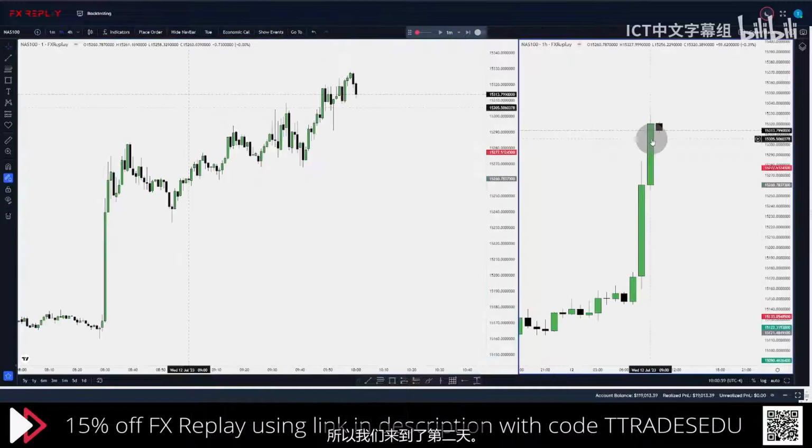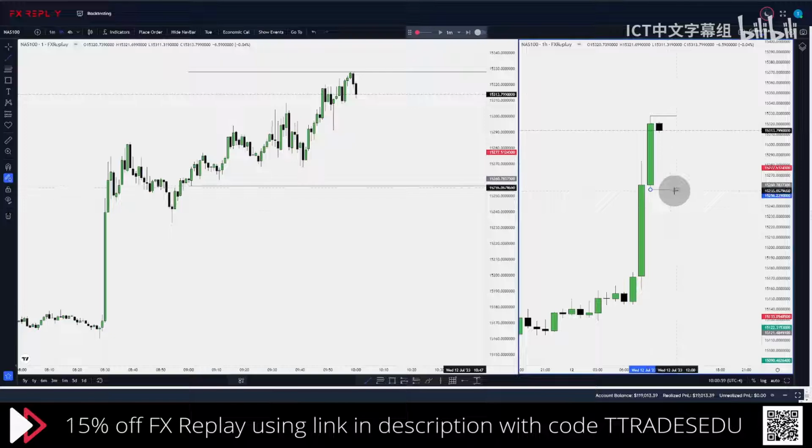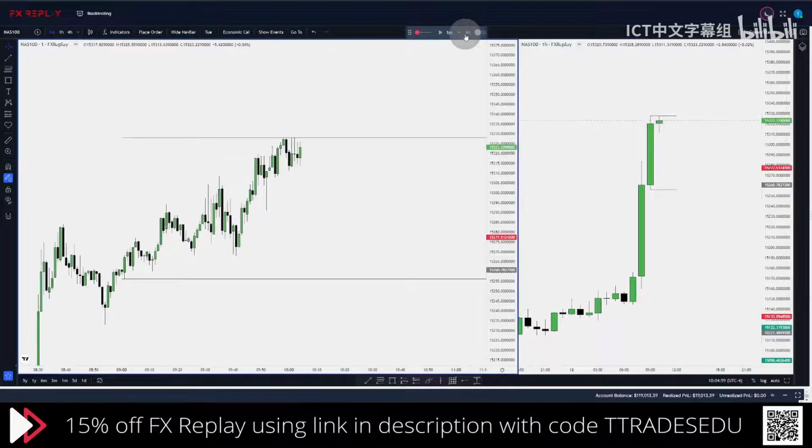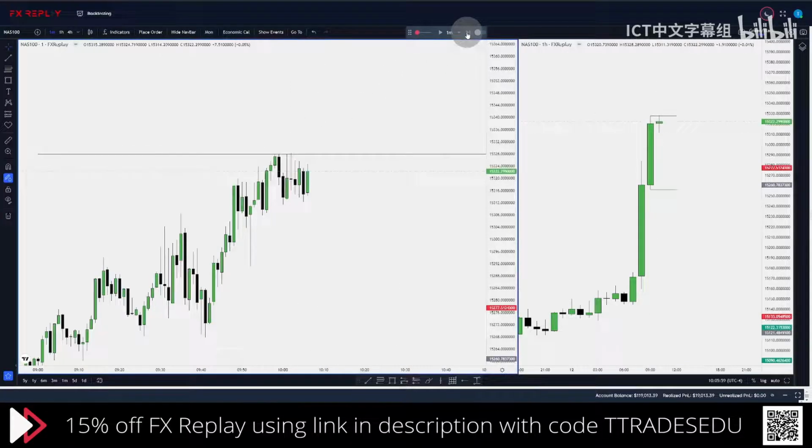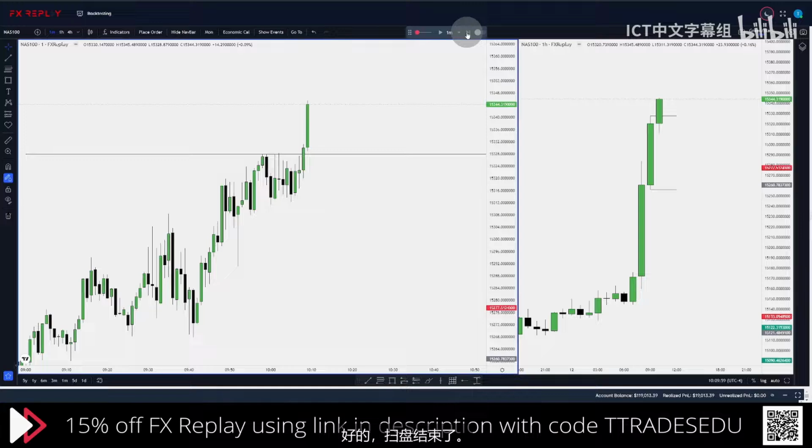So here we are on the next day. Mark out the 9 a.m. candle, high and low. Okay. We do touch that high. I don't really consider that a sweep, just equal highs. Okay, there's a sweep over.